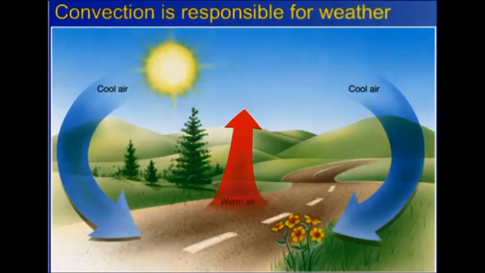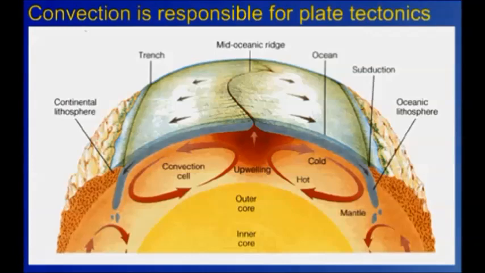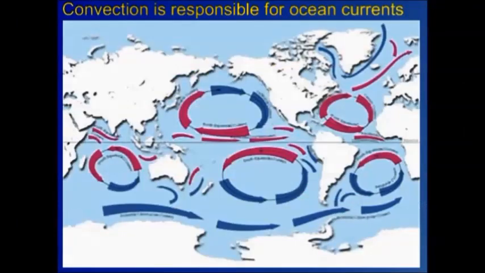Convection is really important in earth science because it's responsible for most of the stuff we're going to study with weather. It's responsible for plate tectonics, which is what creates mountains and rocks and earthquakes and a lot of the other stuff we're going to study this year. And convection is also responsible for the movement of ocean currents. So convection is a topic we're going to see many times.